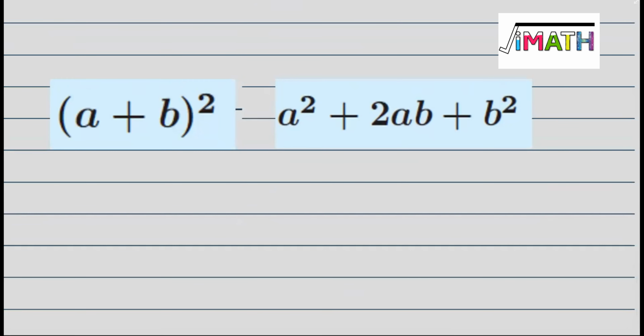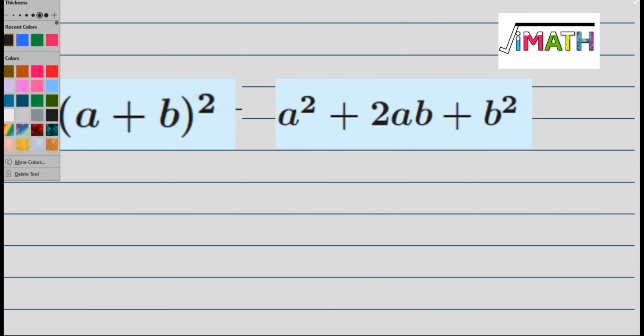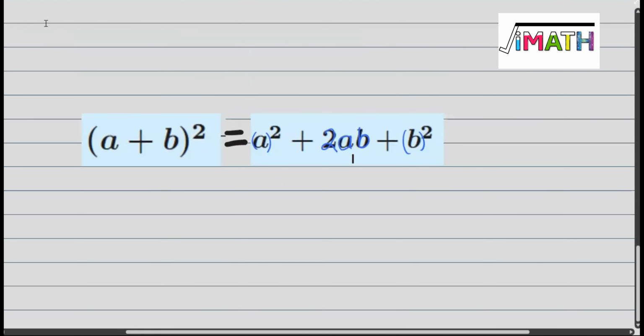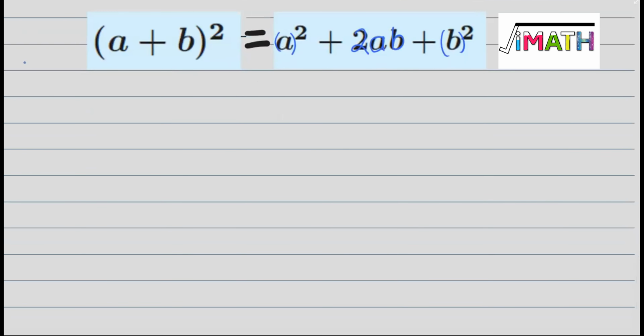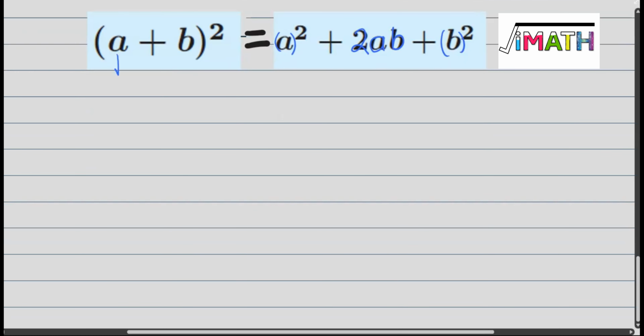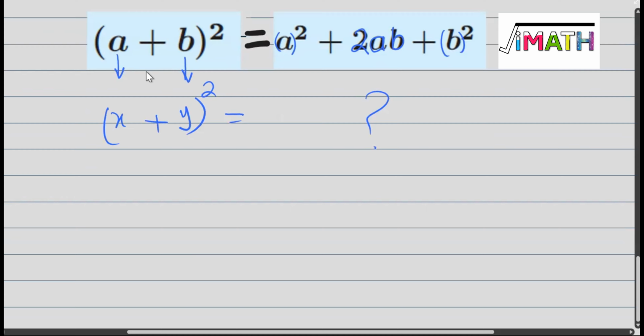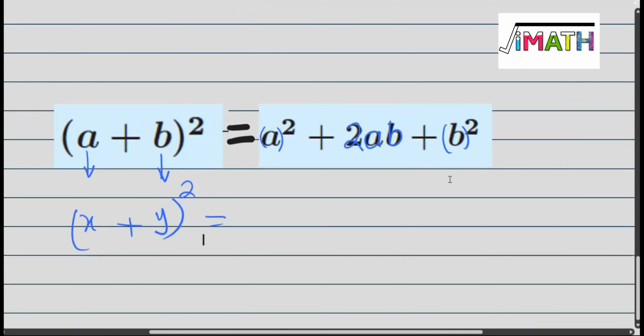So, if this is the formula that we have, the left hand side is (a + b) whole squared, and the right hand side is just the first term squared, the second term squared, and 2 times the product of a and b. So if I give you a question, I mean the left hand side, can you give me the right hand side? If my a is x and b is y, can you give me the other side?